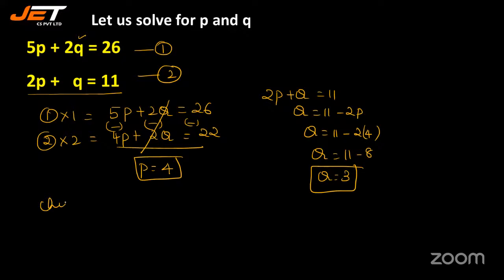Right? So now you can just do the checking. Let us take 5p plus 2q. So 5 into 4 plus 2 into 3. So 20 plus 6, 26. So our answer is correct. So this is how you do the checking, right? I'm sure you all must have understood this elimination method, right? So if you've got the answers, please put your answers in the chat box.